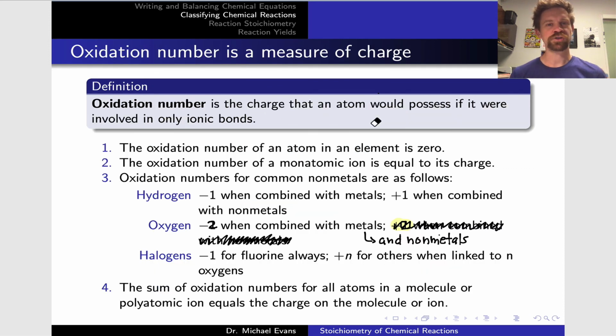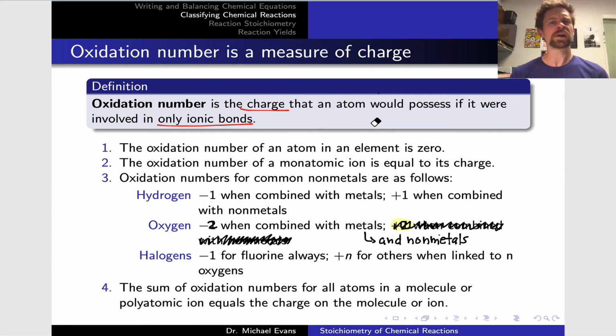To keep track of the changes in charge that happen in redox reactions, we make use of oxidation number, and oxidation number is the charge that an atom would possess if it were involved in only ionic bonds. So for ionic compounds, especially monatomic ionic compounds, where we've got just 2 atoms involved, sodium chloride, sodium fluoride, lithium oxide, oxidation number is very straightforward. It's the charge of the ions. It gets a little more complicated when we start talking about polyatomic ions and molecules, though.